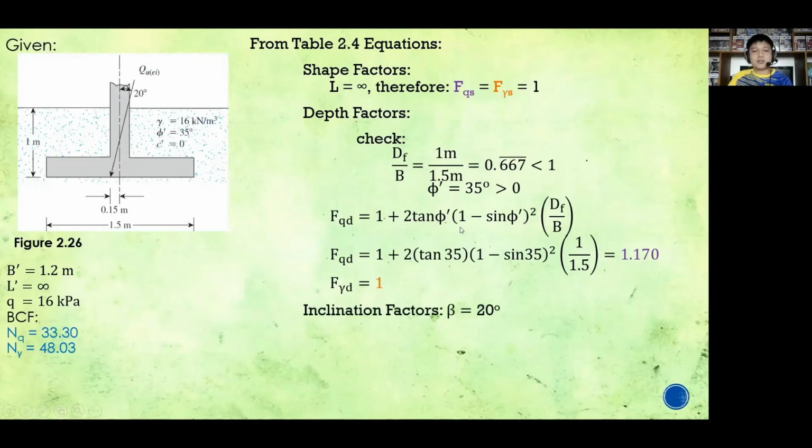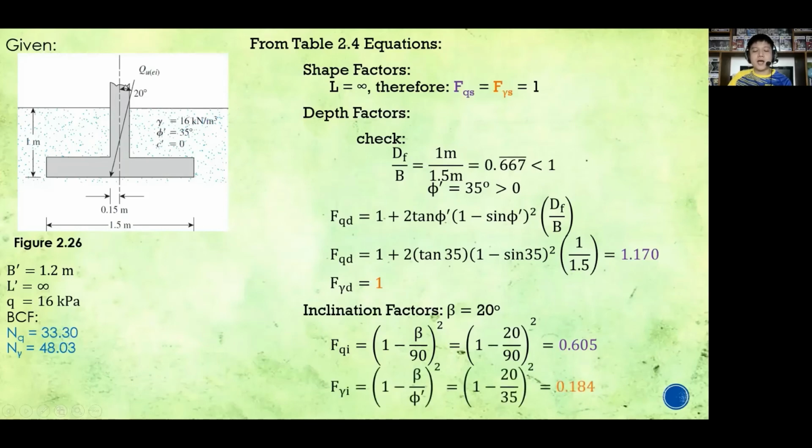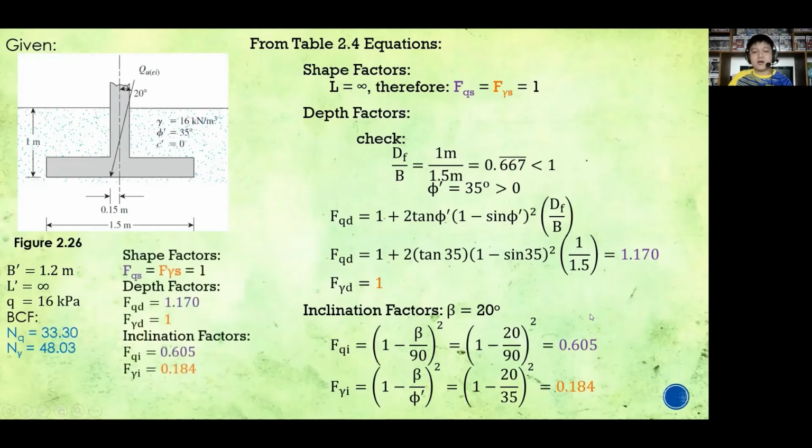And for the inclination factors, beta is equal to 20 degrees. For our FQI, we have already the inclination, 20 degrees. So FQI is the quantity 1 minus beta, that is 20 degrees, all over 90 degrees, raised to 2. The value is 0.605. On the other hand, our F gamma I is equal to the quantity 1 minus beta, 20 degrees, divided by phi prime of 35 degrees, raised to 2, or it is 0.184. So set aside our values.